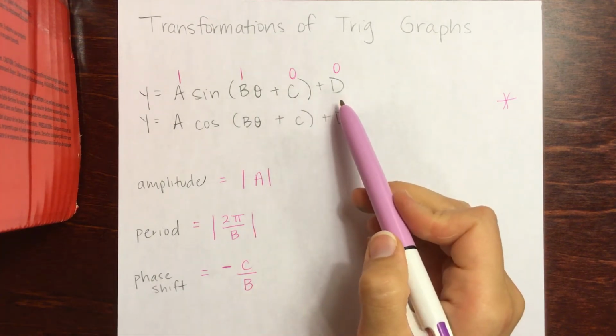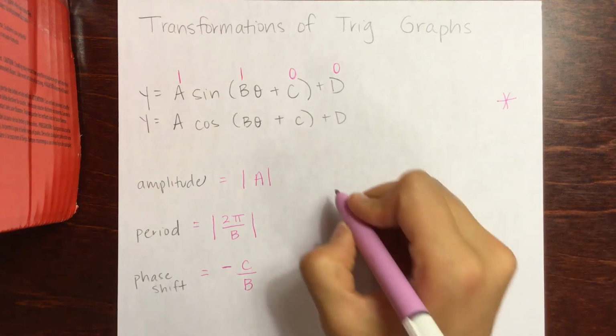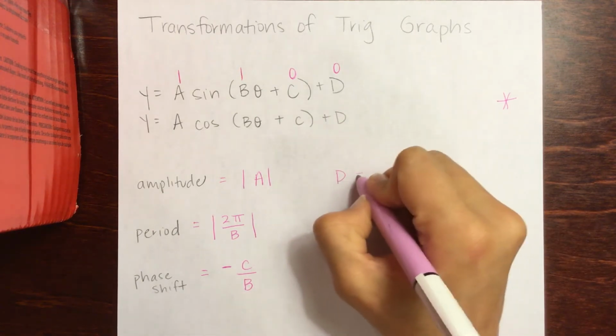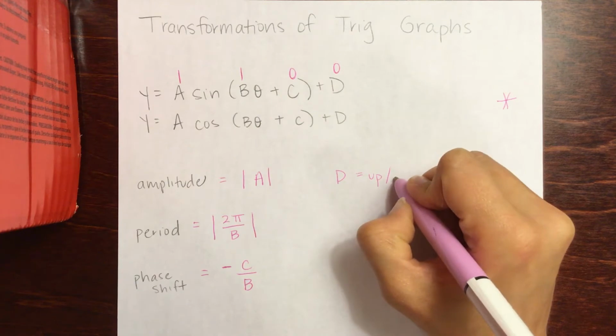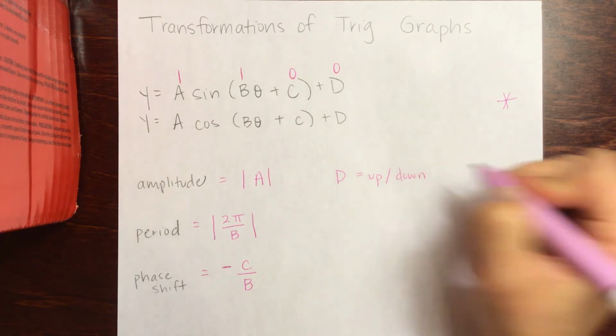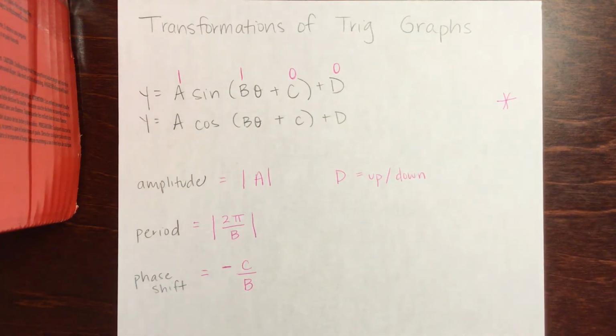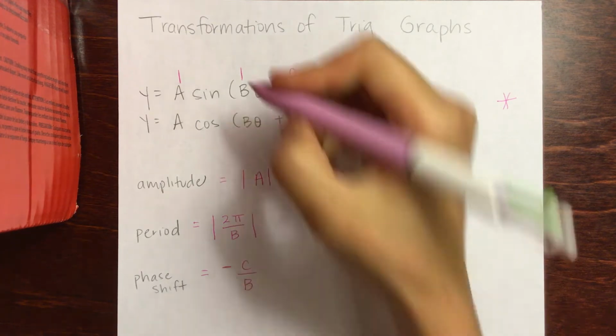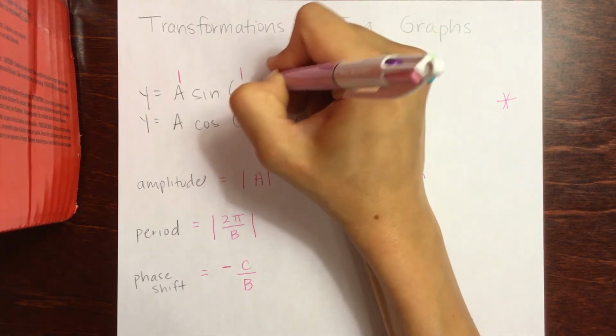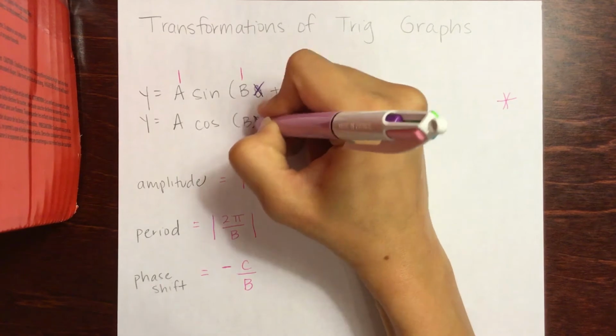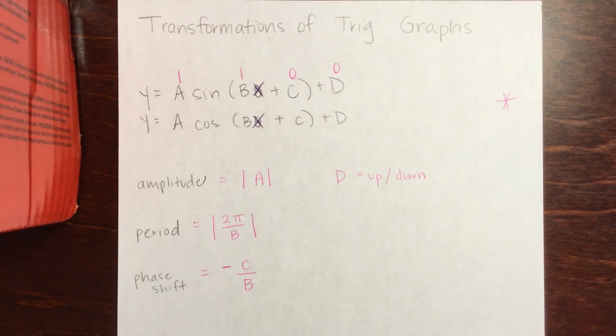And the D value tells you if you're moving up or down. I should mention that because I do ask you about D values sometimes, but that's just your vertical shift. And one last thing is a lot of times you will see an X here instead of a theta. I don't know which one I'll use, but that's just because people like to use y equals x values.